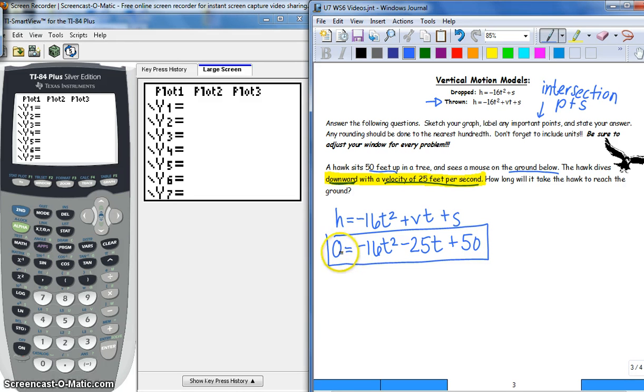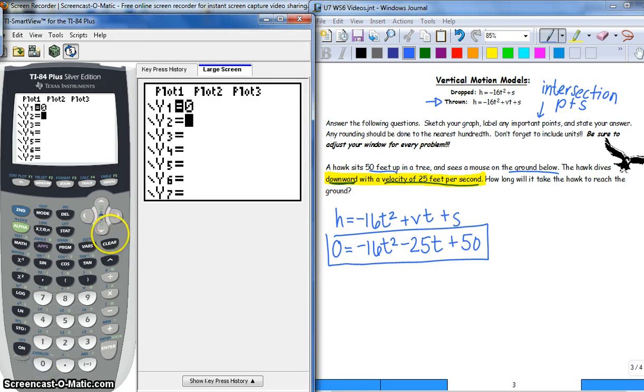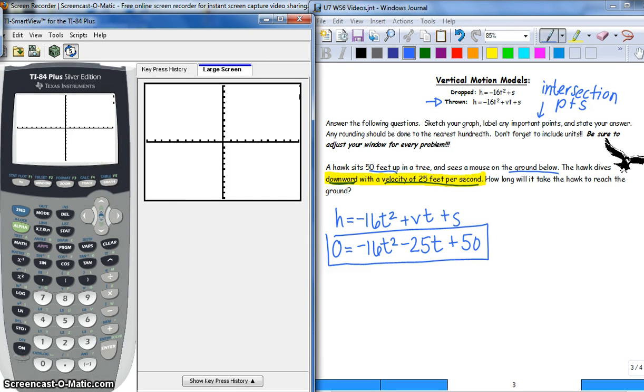So whatever is before the equal sign goes in y1, whatever is after the equal sign goes in y2. I'm just going to plug it in. You can use an x instead of a t. Let's graph this.